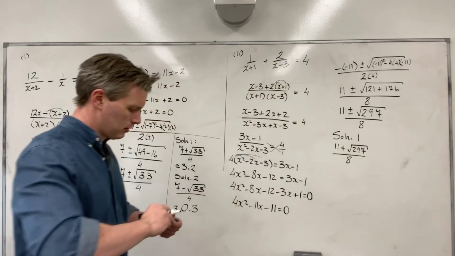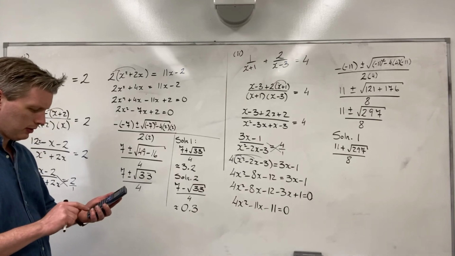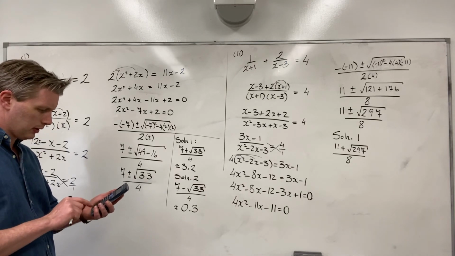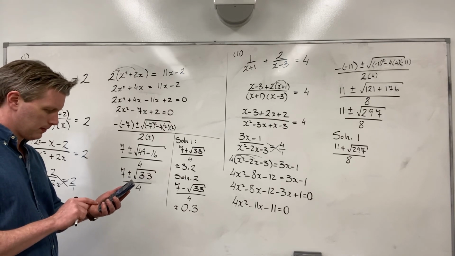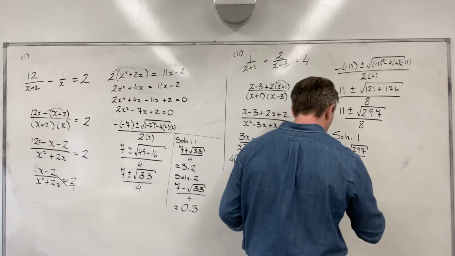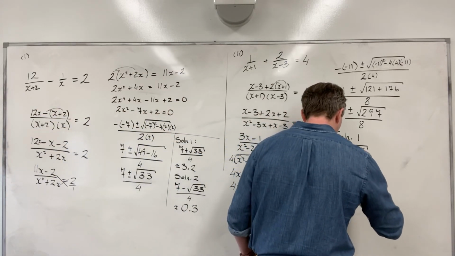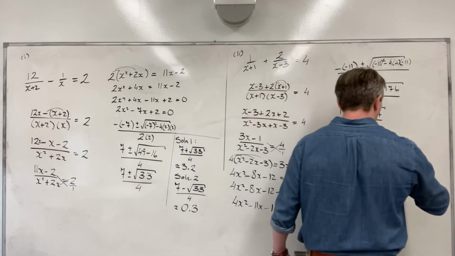Work that out. 11 plus the square root of 297 divided by 8 is 3.5. To one decimal place, that is 3.5. Solution number 1.